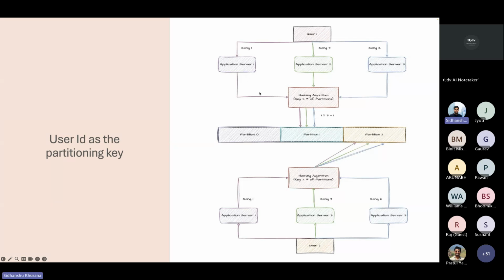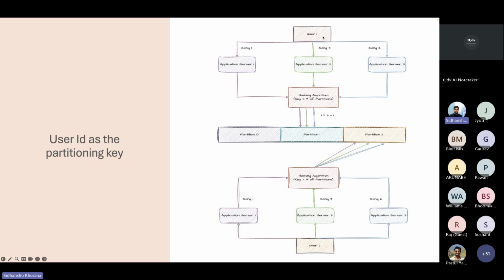So Kafka uses some algorithm to do the hashing. Typically, it's a very complex algorithm called Murmur. But for simplification, we have just put a simple hashing algorithm, which is key modulo number of partitions. Let's assume we have 3 partitions in Kafka, right?